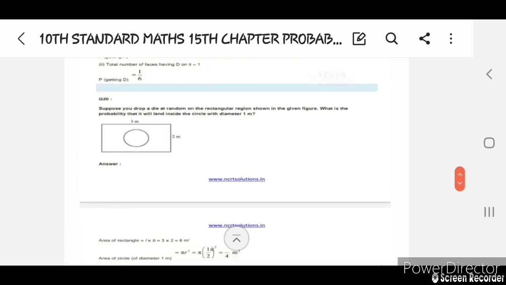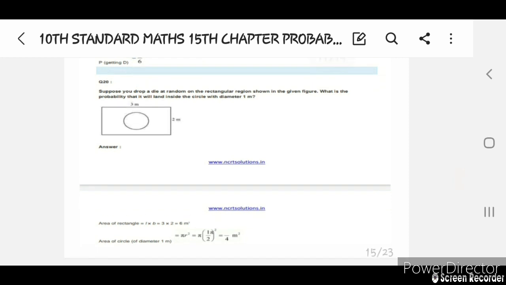Next question. See, suppose you drop a die randomly on the rectangular region that is shown in the given figure. What is the probability that it will land inside the circle with diameter 1 meter?